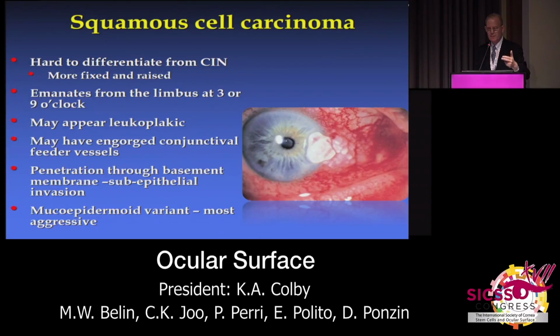We talked about full thickness in carcinoma in situ. Squamous cell carcinoma will then penetrate through the epithelial basement membrane into the subepithelial space. Mucoepidermoid variant, which you can then see only on pathology to differentiate, is the most aggressive type and has the greatest chance for local invasion.